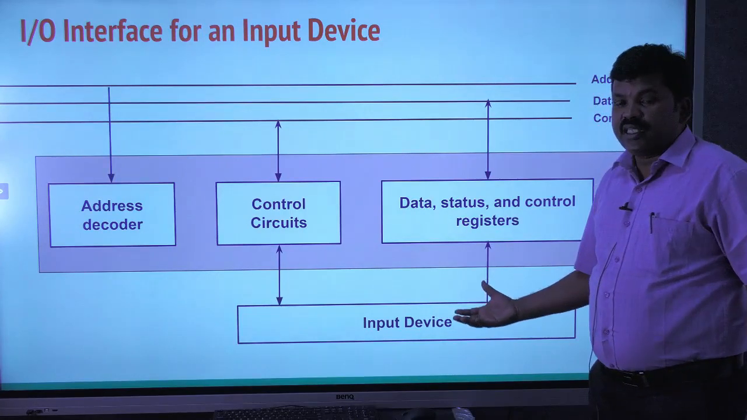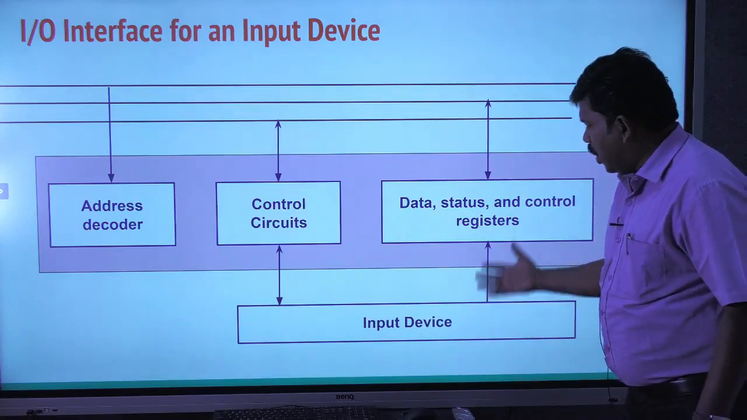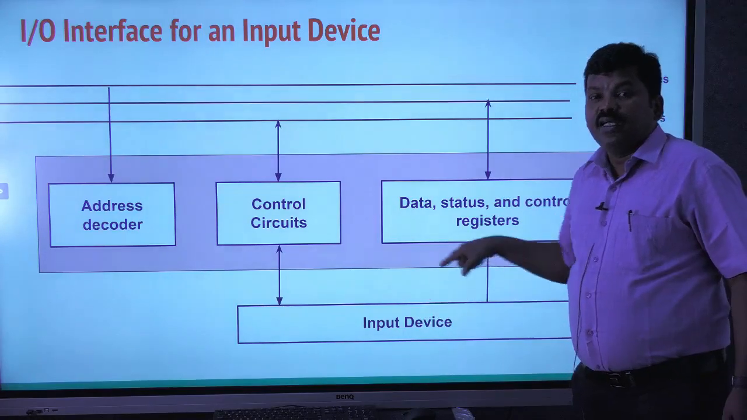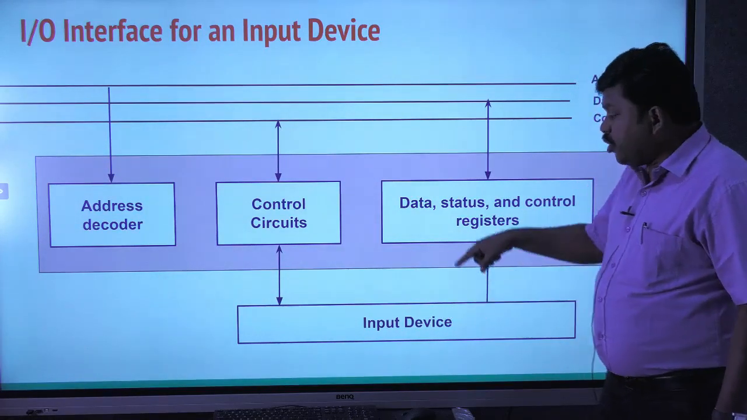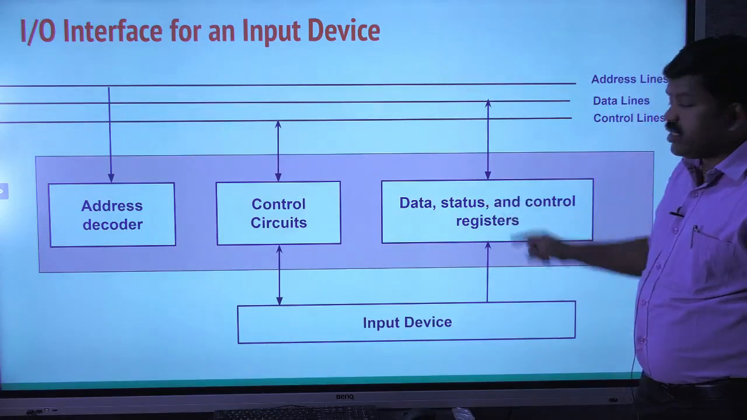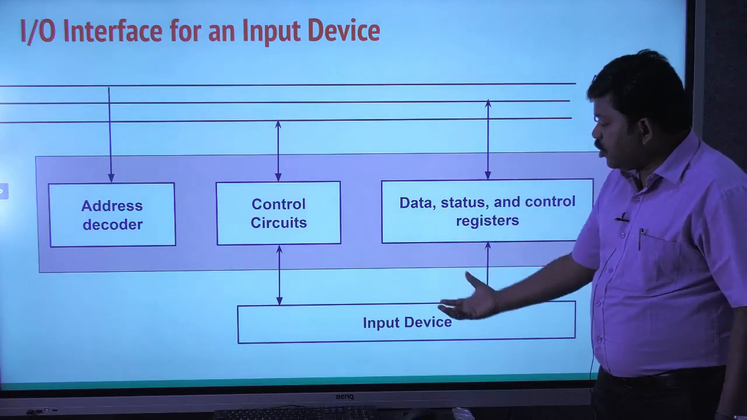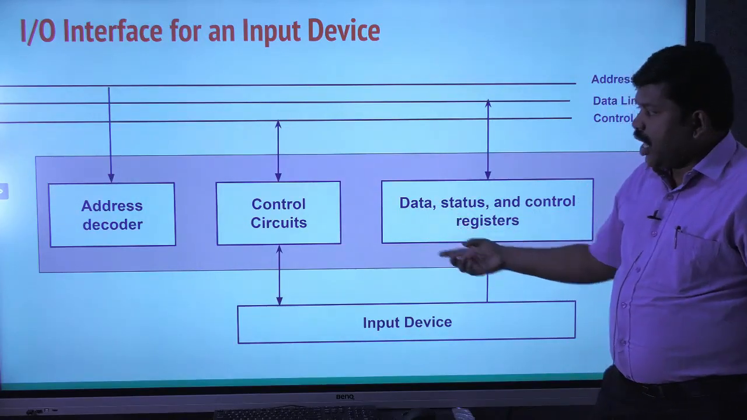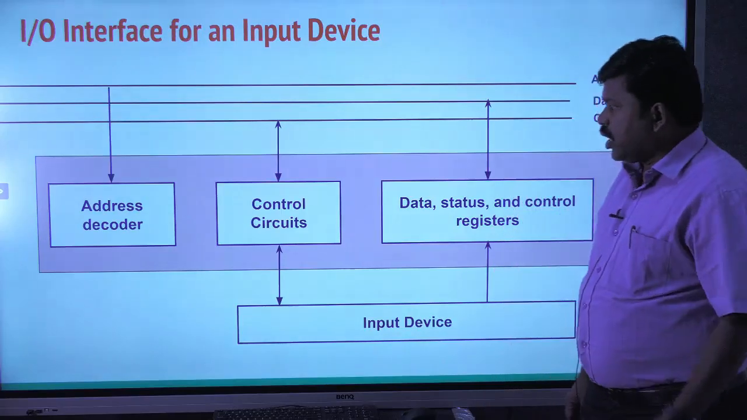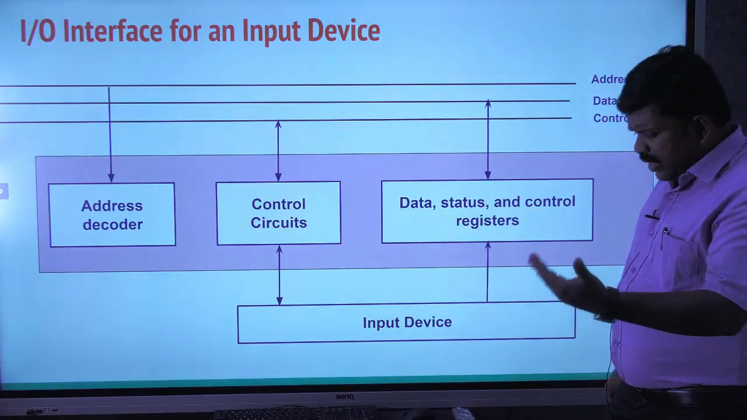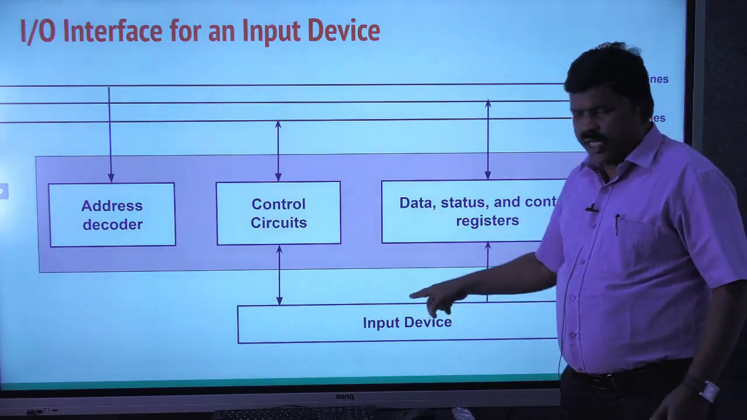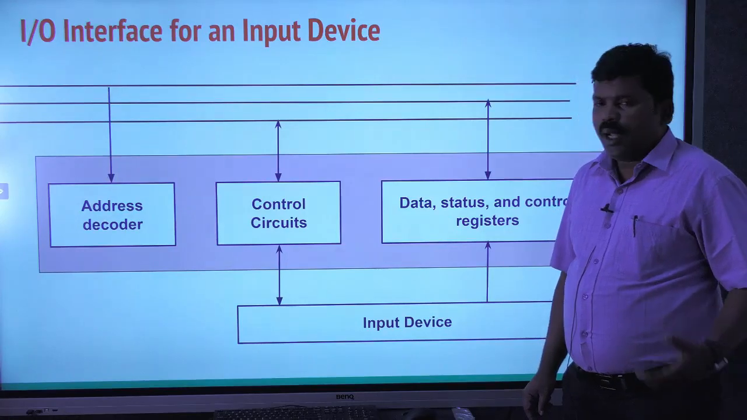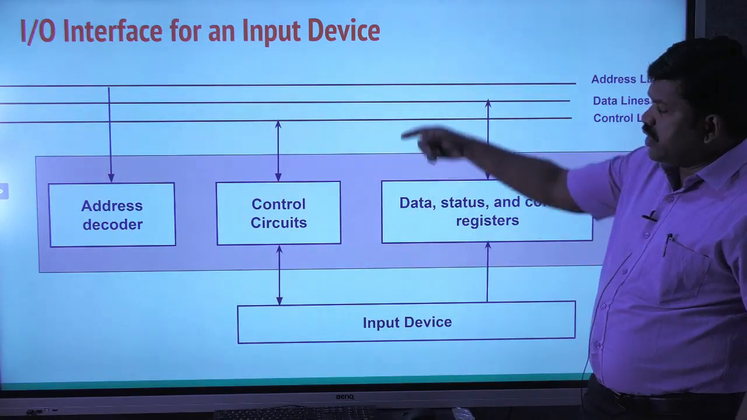Especially the reading operation is enabled. Reading is the only operation enabled here, so that the processor, through the control register, will control the input device. It will monitor the status of the input device through the status register. Data will be placed onto the data register, so the CPU will read the data from the data register. Also there is a control circuit, that means an additional circuit required for controlling the input devices. And there is an address decoder available in order to decode the address.